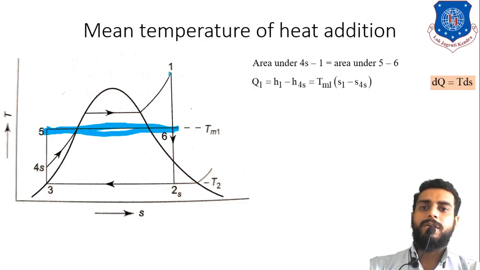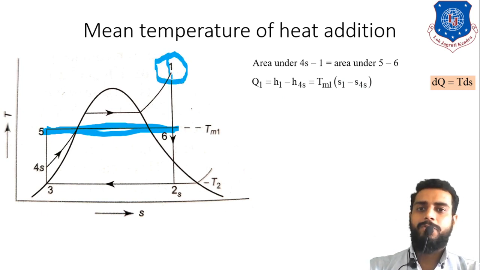So what is S1? S1 is this one, because if you plot a vertical line like this, that will be your S1. And S4s is this one. If you plot a vertical line from 4s, this will be your S4s.